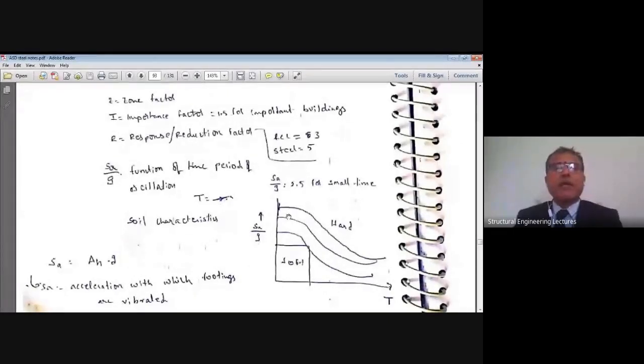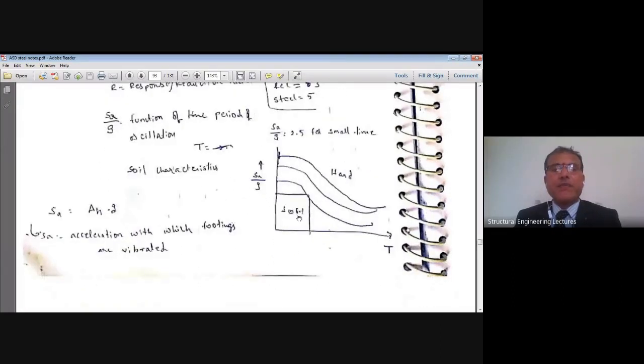This depends upon the time period of oscillation of the structure, and which is a function of the soil characteristics for hard, medium, and soft soils. Keeping in view the time period, SA by G can be calculated, right? Even the formulae are available for the time period of RCC structures and for steel structures. Therefore, once I get the time period, keeping in view the nature of the soil, we can interpolate SA by G using this graph.